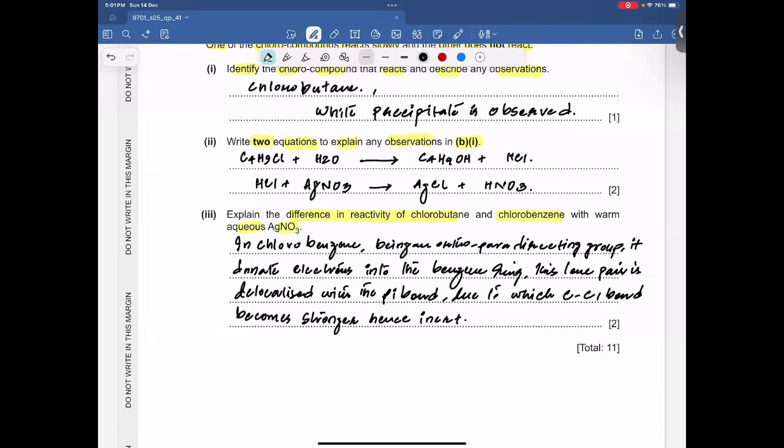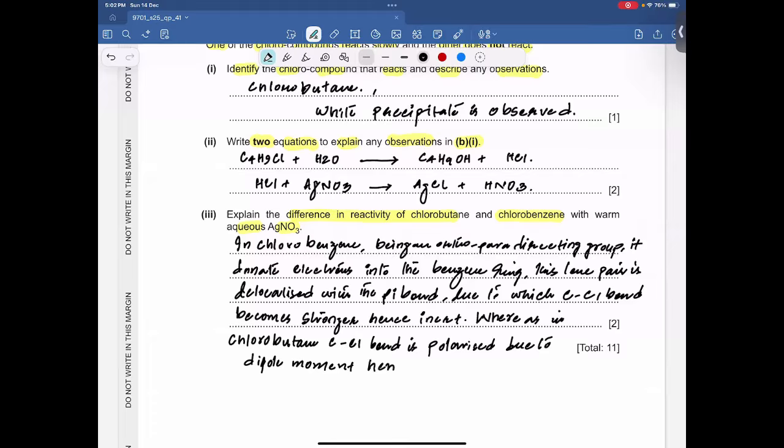Whereas in chlorobutane, carbon-chlorine bond is polarized due to dipole moment. Hence, can react easily. Okay.